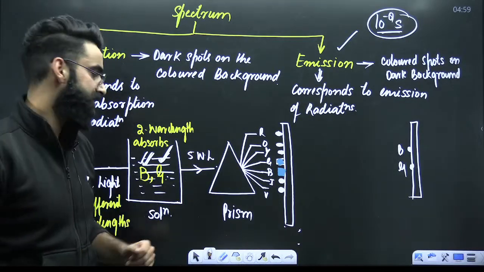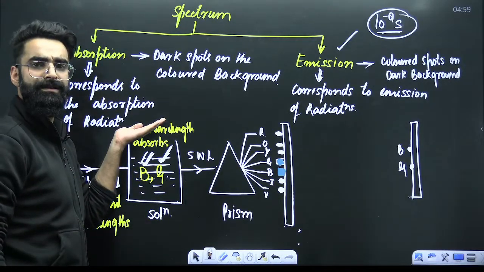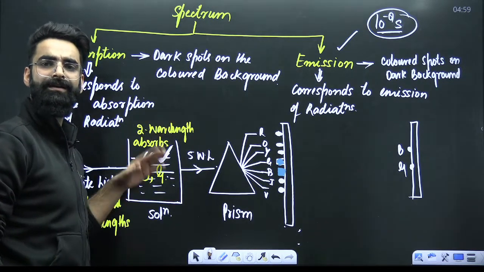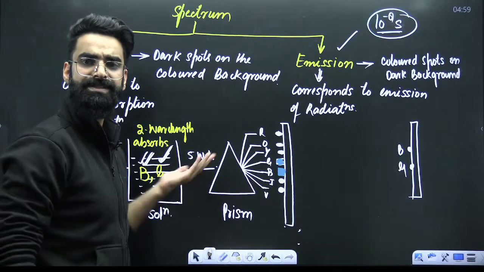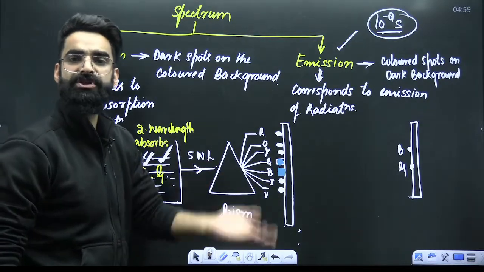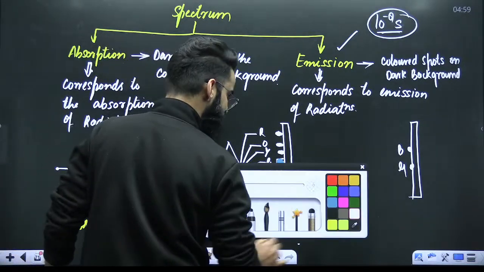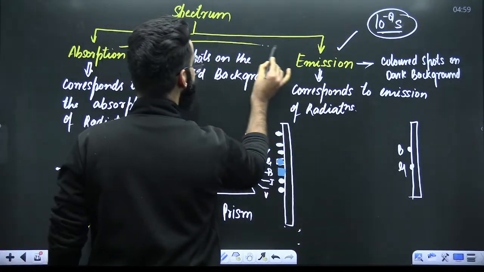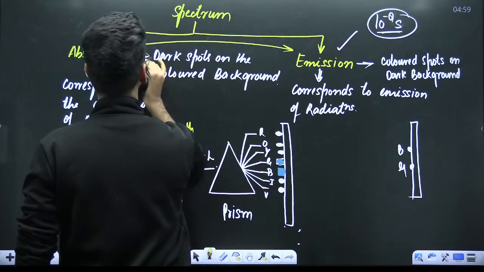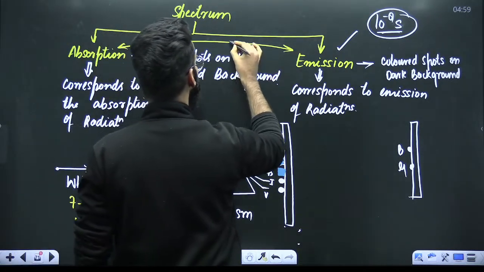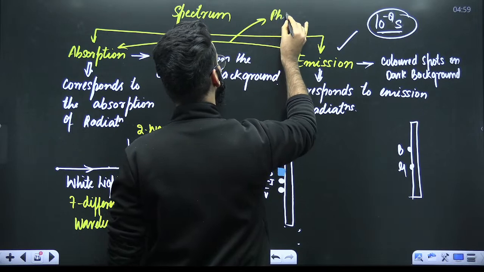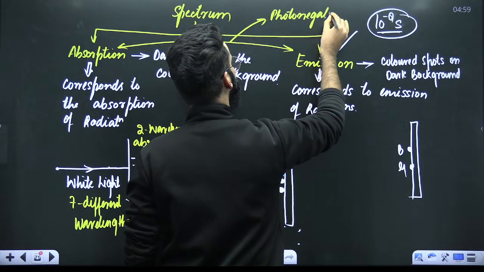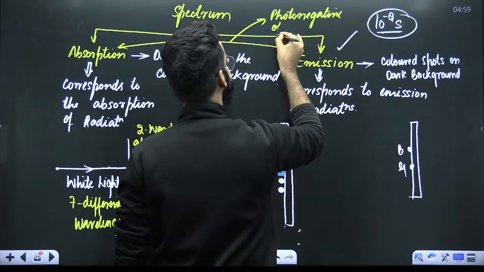And my dear students, first absorption happened, right? Electrons got excited, then the excited electron came back. It emitted radiation. First absorption took place, then emission took place. That is the reason why you call absorption and emission spectrum photonegative of each other.